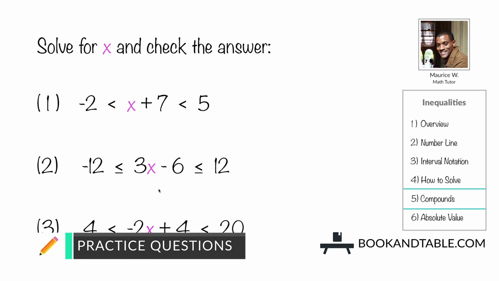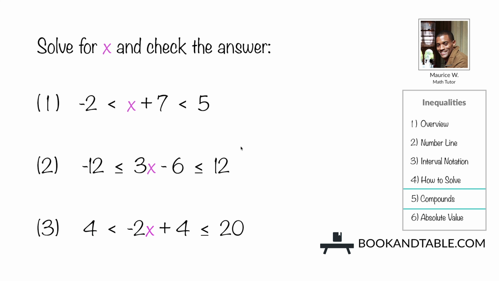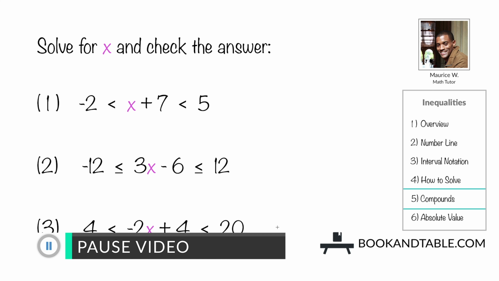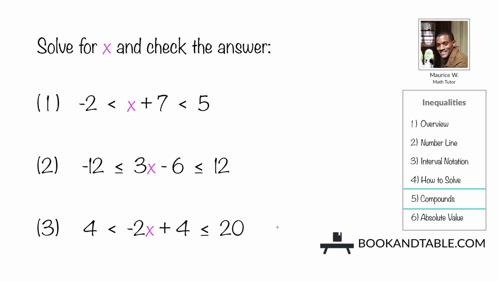Let's have you do a few practice questions. Solve for x and check the answer. Question number 1, -2 is less than x + 7, which is less than 5. Question number 2, -12 is less than or equal to 3x - 6, which is less than or equal to 12. And then question number 3, 4 is less than -2x + 4, which is less than or equal to 20. Pause the video, try these practice questions, and then press play when you are ready.